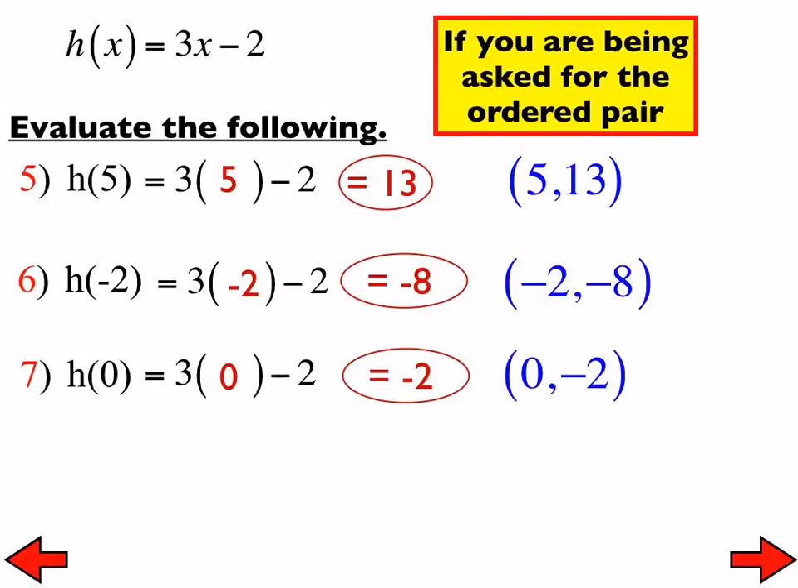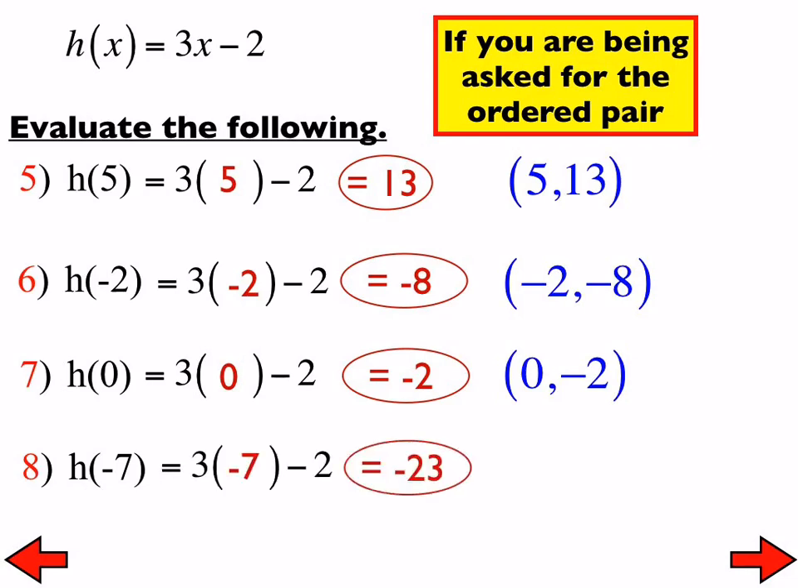Before we were rudely interrupted with the fire drill. Number 8, h of negative 7 is equal to negative 23. That leads to the ordered pair negative 7, comma, negative 23.